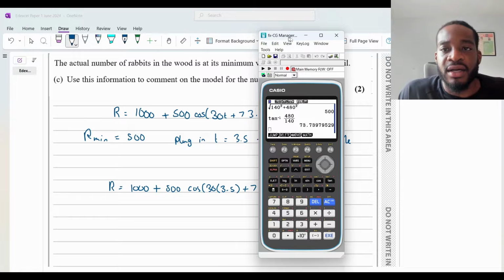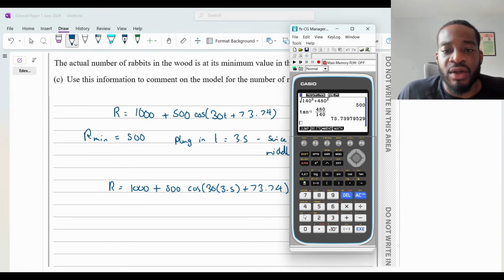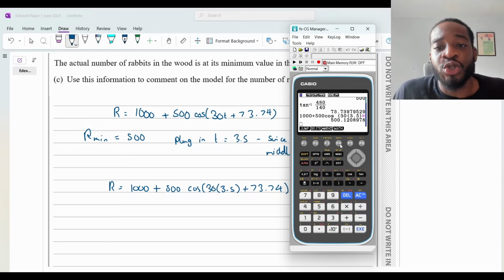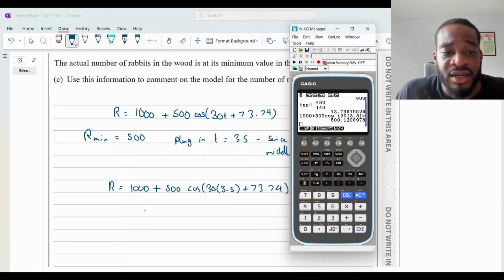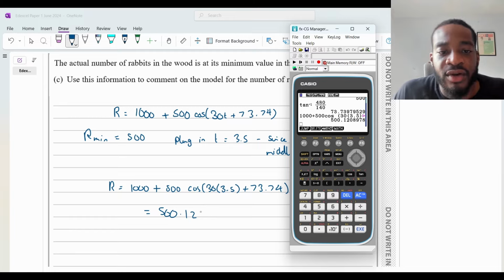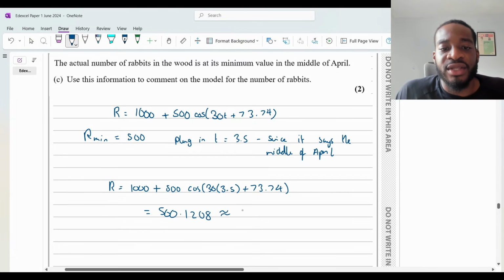So plugging that in, that's going to be 1000 plus 500 cosine (30 times 3.5, close bracket, plus 73.74), close bracket. That is equal to 500.1208. It's equal to 500.12, was that 08? Yeah, 08. To the nearest 100, that is 500. So therefore, this is a suitable model.